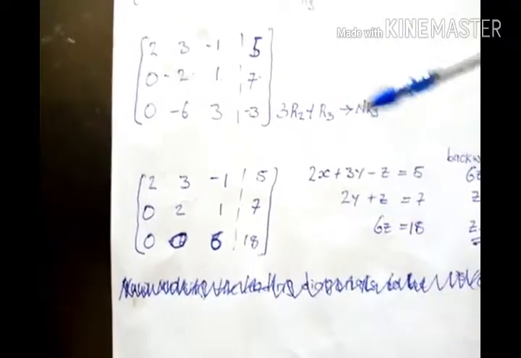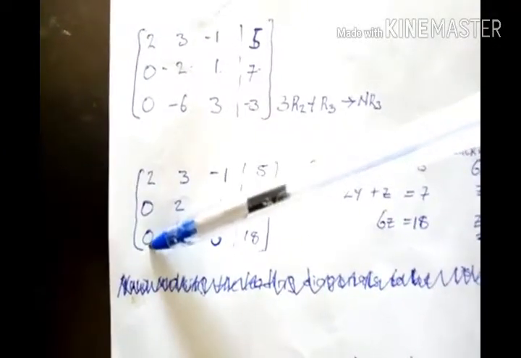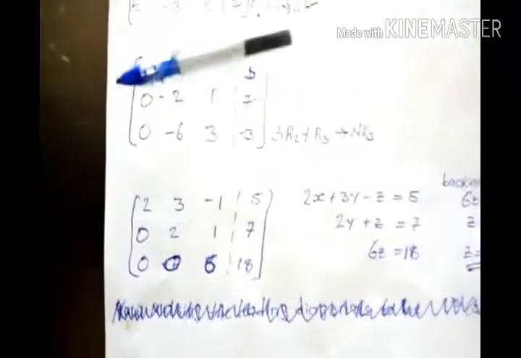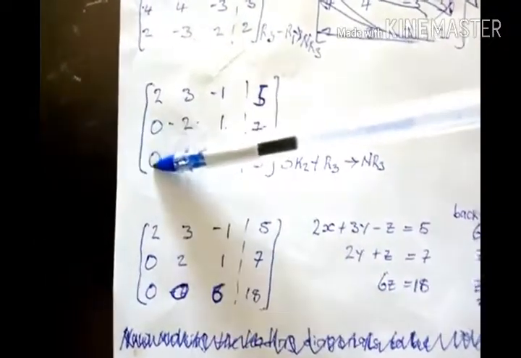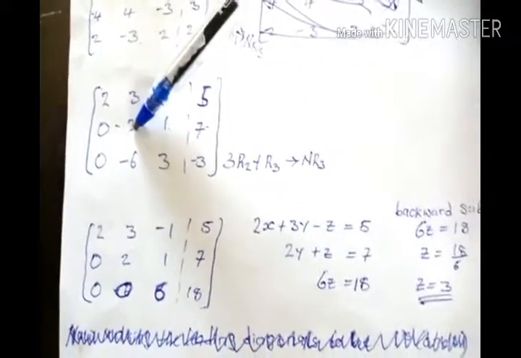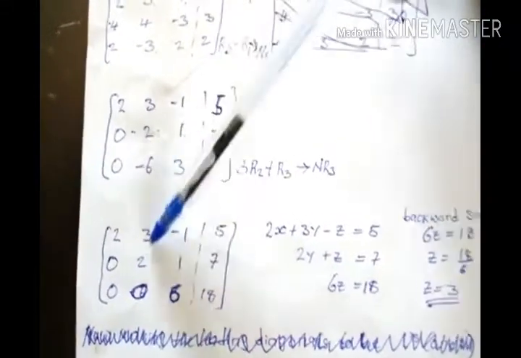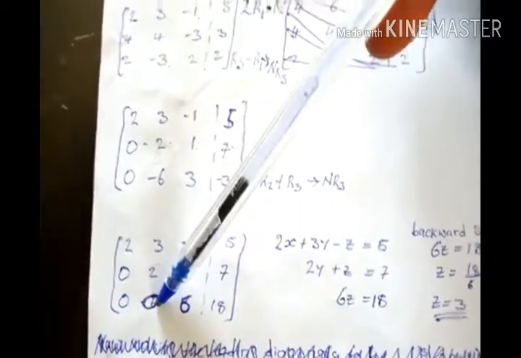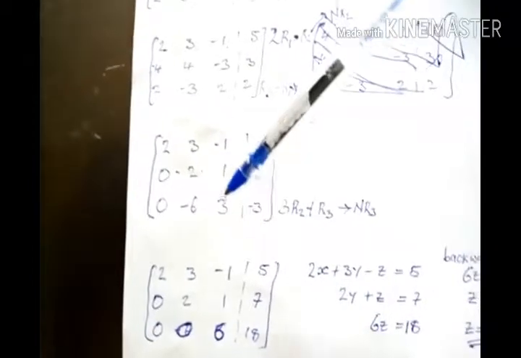So let's see how it will be. 3 times 0 is 0. 0 plus 0, 3 times this 0 is 0. 0 plus 0, it gives me this 0 here. Okay, so the next step is 3 times 2 is 6. 6 plus minus 6, it gives me this 0. So I've succeeded in eliminating this also, but I'm not stopping here. I will finish for the whole row.